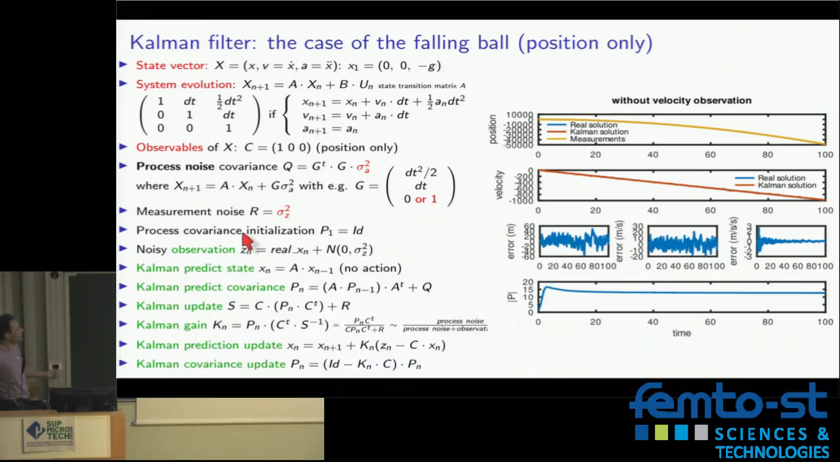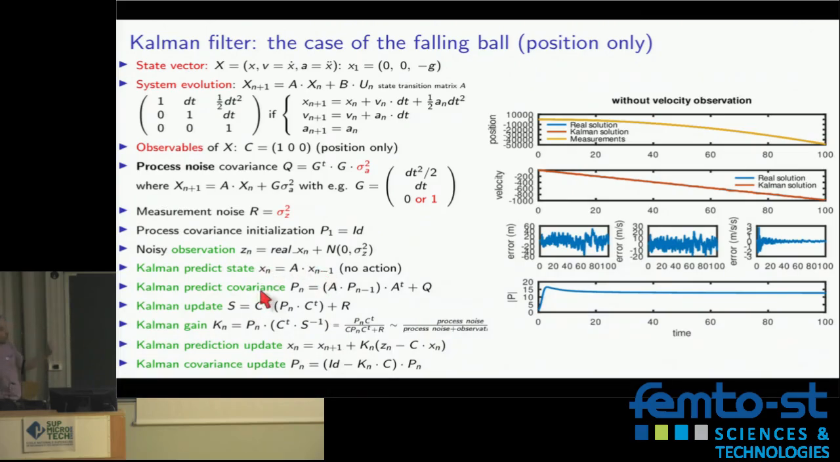So basically, what they tell you is you have a noisy observation. This is a real position to which you add some noise, and that's your sigma z over here. Then you say you want to predict the new positions. You apply the A matrix going from the previous estimated position to the new one.